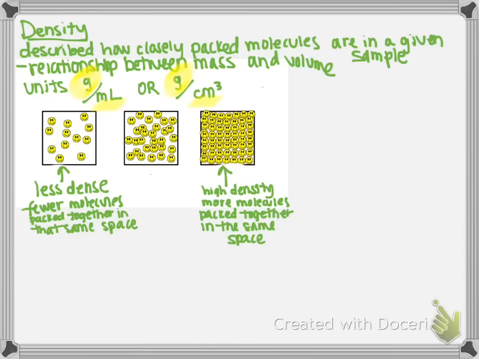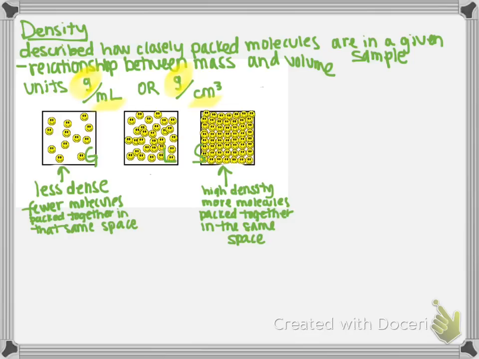You could look at this as a solid, liquid, and gas. So you could see the different densities of the different states of matter, but I'm going to show you in the next slide that even your different liquids or even your different solids can vary in their densities.